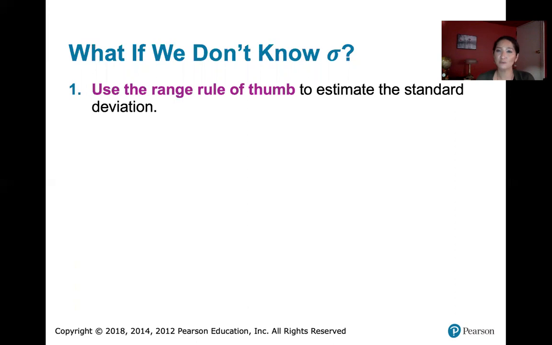We can use the range rule of thumb to estimate that standard deviation. Now remember what the range rule of thumb says. It says if you take the range and you divide by 4, that is a very rough estimate of the standard deviation. So we might use that. And remember, the range is just the maximum value in your data set minus the minimum value in your data set. It's very easy to compute. You divide by 4 and you say that's approximately equal to the standard deviation.